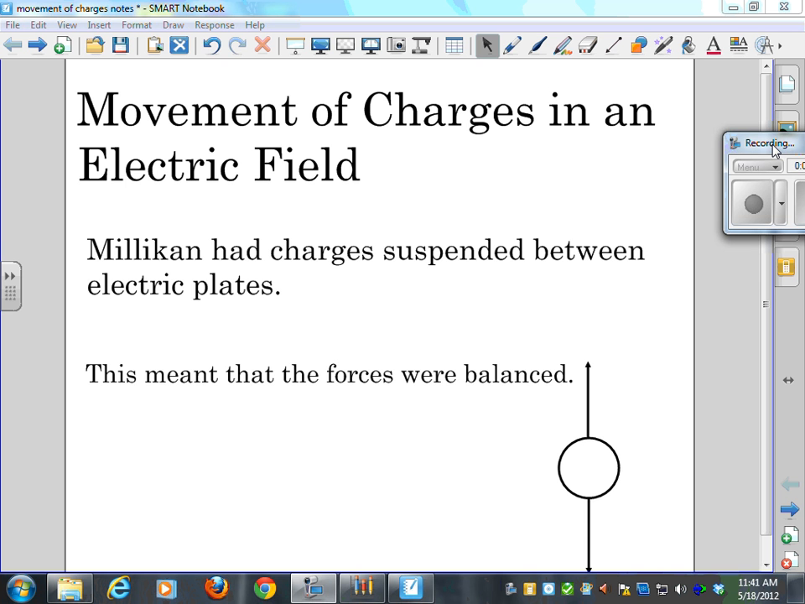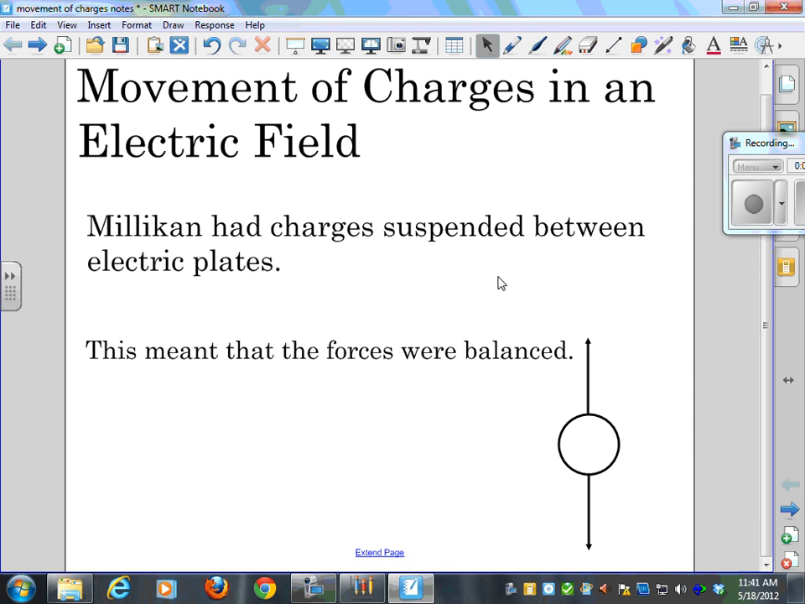So you'll recall from your research that Millikan had the charges suspended between the electric plates. He filled with the voltage until he got the charges exactly balanced and they were suspended, right? Which meant that the forces were balanced. And I had you draw this little picture showing that the electric force was exactly equal to the weight force. Remember that?